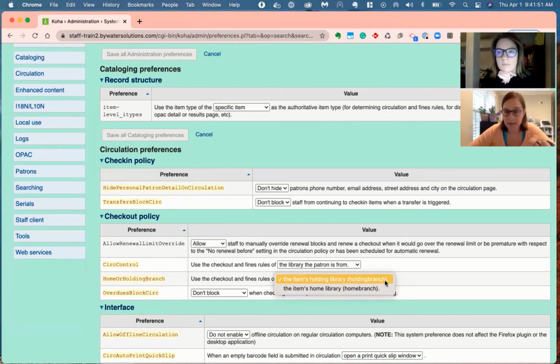So what that means, the 952 subfield A is your home branch, where that item lives, where its permanent location is. Then you have the 952 subfield B, which is the item's holding branch. It may have got returned there if your items float, or maybe it was transferred there. The holding is where it's at physically now. So those are the two options that you have to determine which circulation and fine rule will be used.